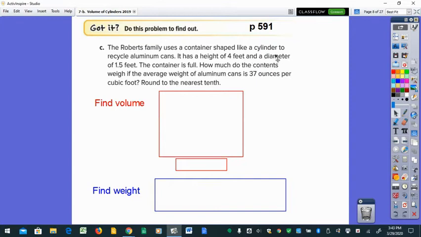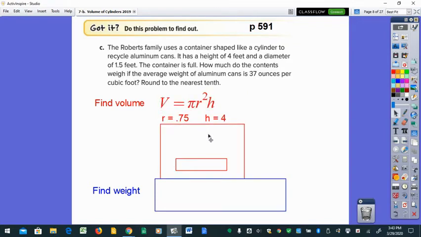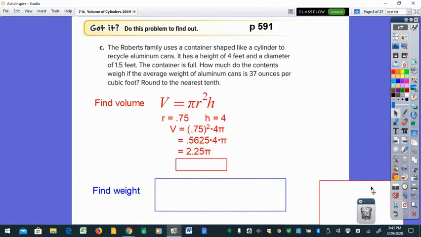Got to be careful. They gave me the diameter. I need the radius, so I'm going to cut that in half. The 4 is the height, so the 4 stays. It's the diameter I'm going to cut in half. So here's my formula. The radius is half of the 1.5, which is 0.75, and the height is 4. So 0.75 is going to be squared times the 4. That's where I'm going to start. And I'm going to get 2.25 pi. I am not going to round to the tenth yet, and I'm not going to multiply by pi. This is my exact answer.